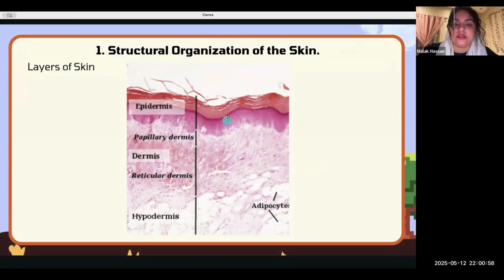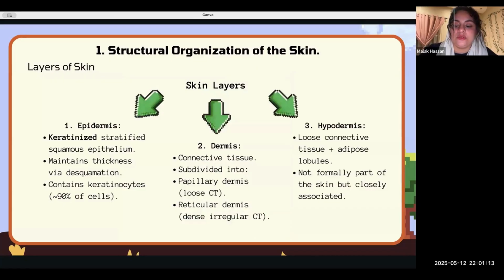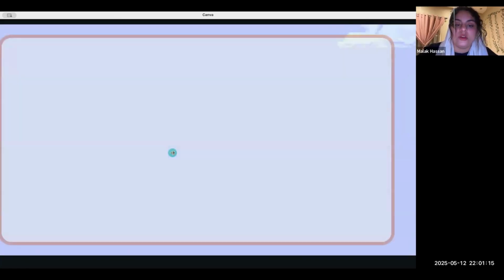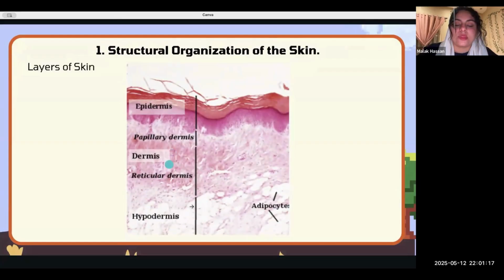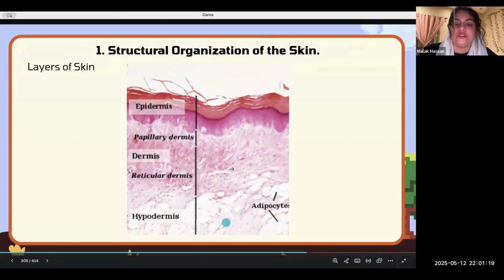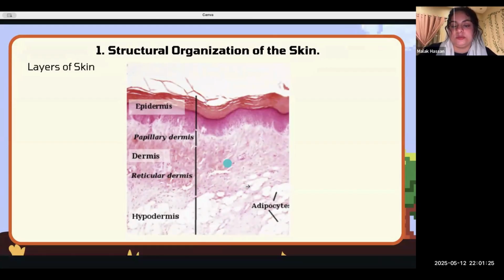Now, as we said, these are the layers of the skin. You have the epidermis, the dermis, which is made up of the papillary dermis and the reticular dermis, where the papillary dermis is made up of loose connective tissue, and the reticular dermis is made up of dense connective tissue. And the hypodermis, which is mostly made up of adipose, is not technically part of the skin, but it exists, so we mention it.